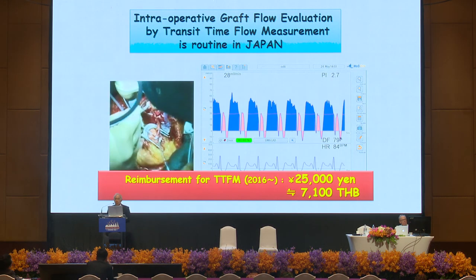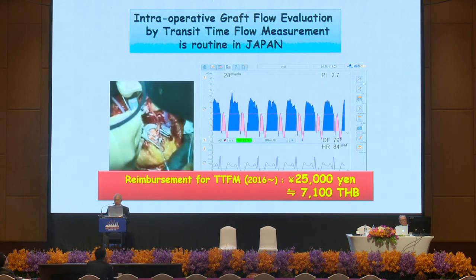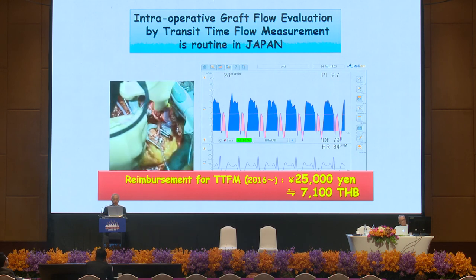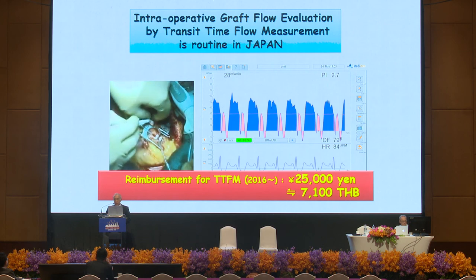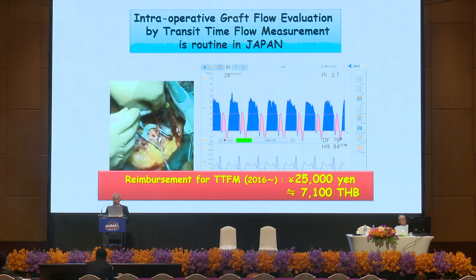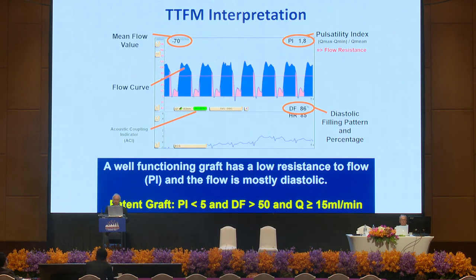So right now, intraoperative graft flow evaluation by transit time flow measurement is routine in Japan. Almost every institute does this because we get a reimbursement for each case. If we perform a flow measurement for each case, we get 25,000 yen, which at today's rate I calculated as about 7,100 Thai baht, from the government. So this is pushing the safety of patients all over Japan.